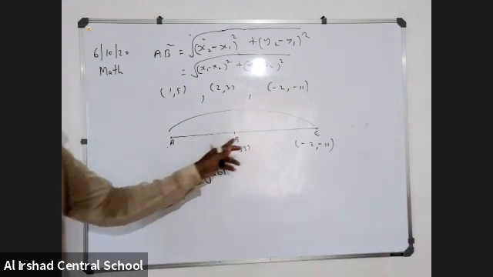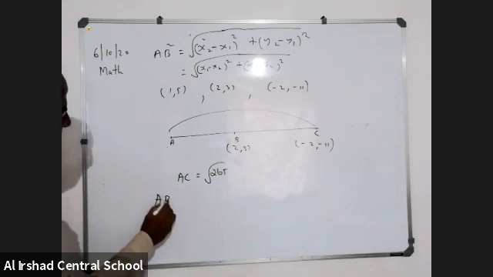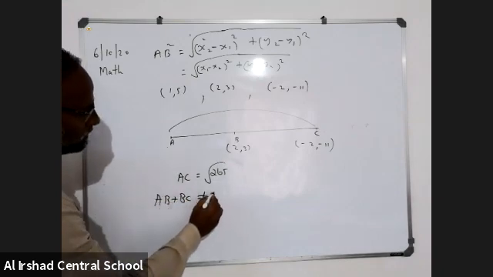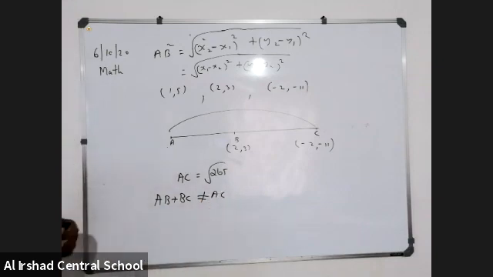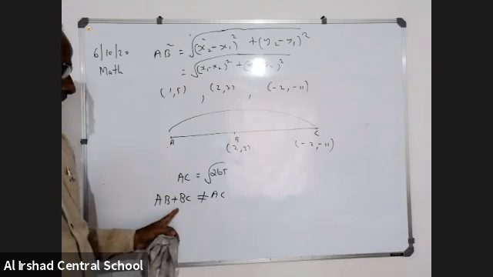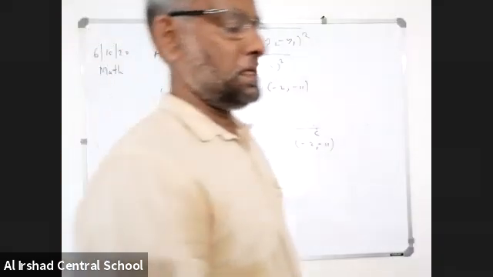If it is a triangle, AB plus BC is not equal to AC. Here AB plus BC is not equal to AC. So it is not collinear. If it is collinear, AB plus BC is equal to AC.